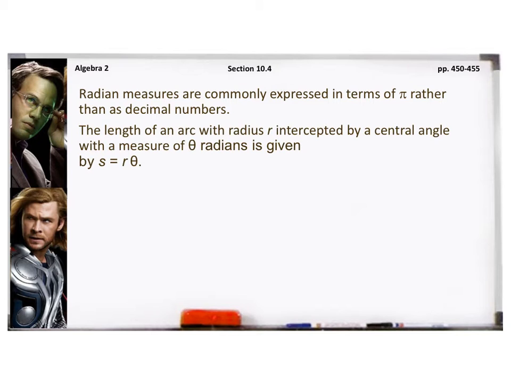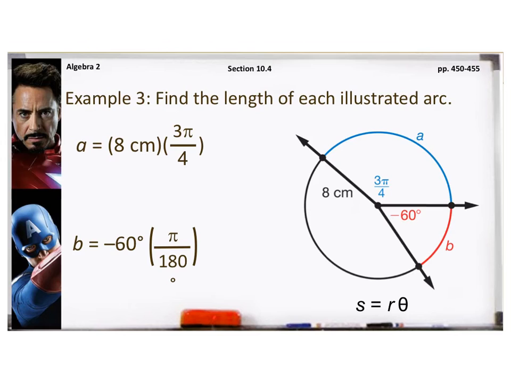Radian measures are commonly expressed in terms of pi rather than as a decimal number. The length of an arc with radius r intercepted by a central angle, this we already talked about. S equals r theta. All right, find the length of each illustrated arc. Well, what do we know?